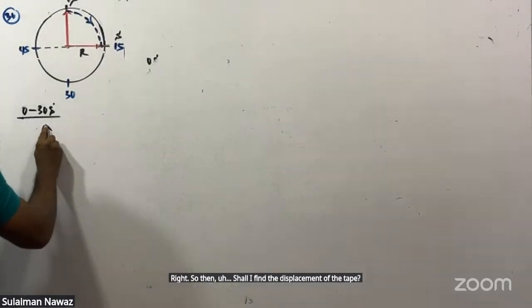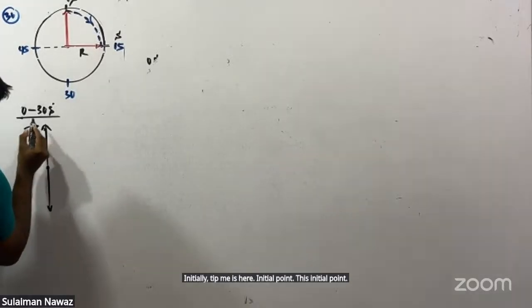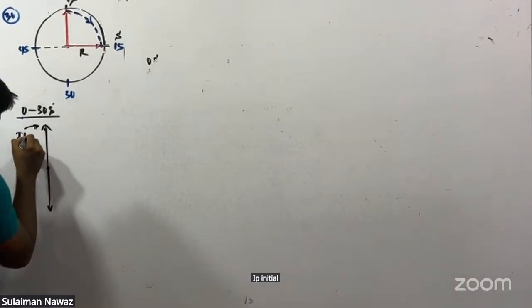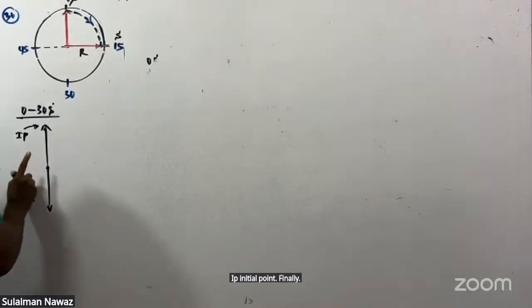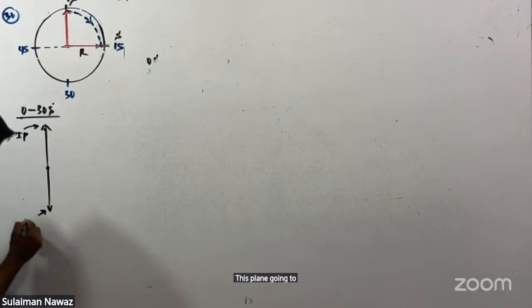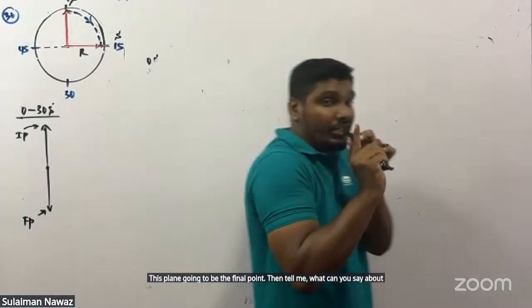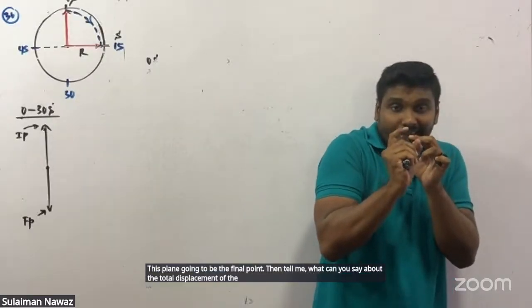Initially, the tip is here. This is the initial point. Finally, the time is 30 seconds, and the tip of the second hand is here. This point is going to be the final point. Then tell me, what can you say about the total displacement of the tip within the 30-second time period?